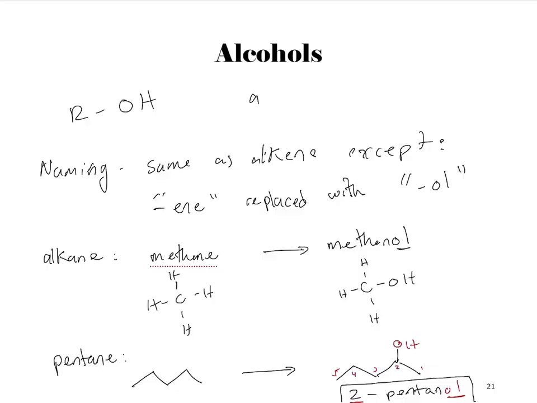And alcohols have a greater priority than alkanes, alkenes, and alkynes. Right, so for our purpose, alcohol will be the highest priority group that we look at.